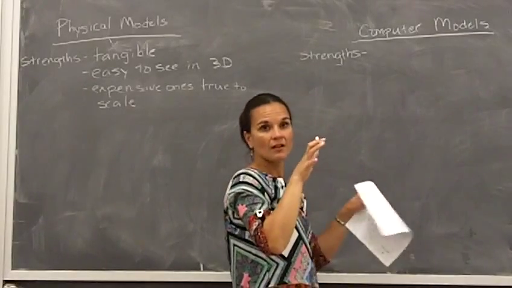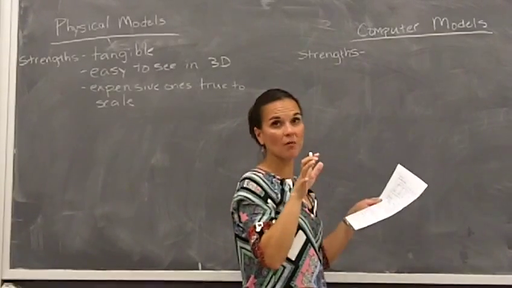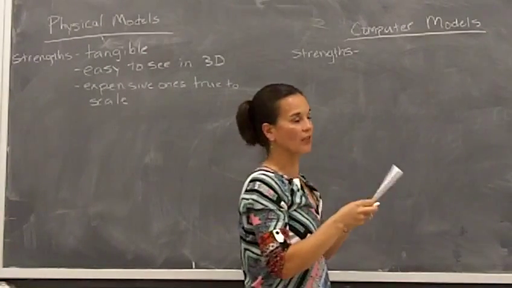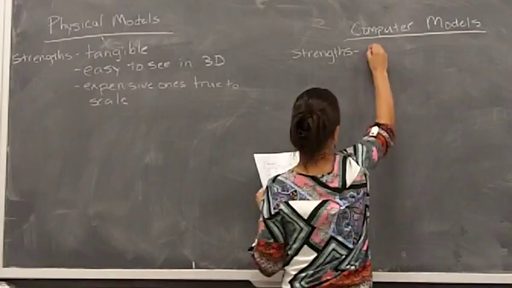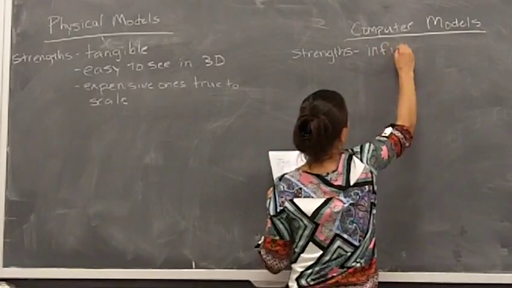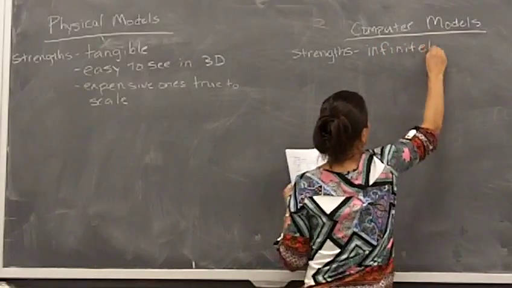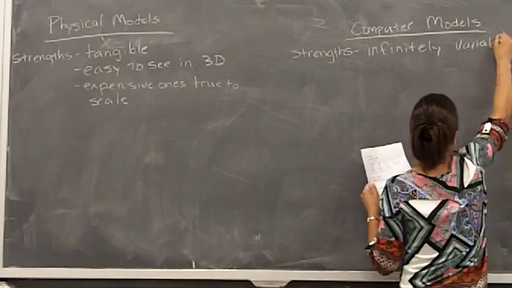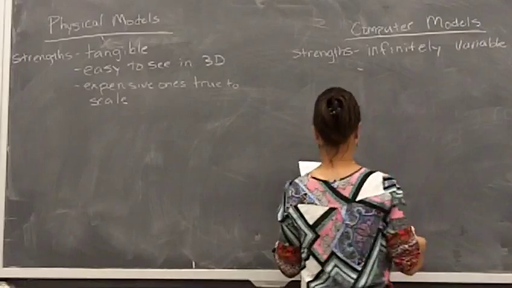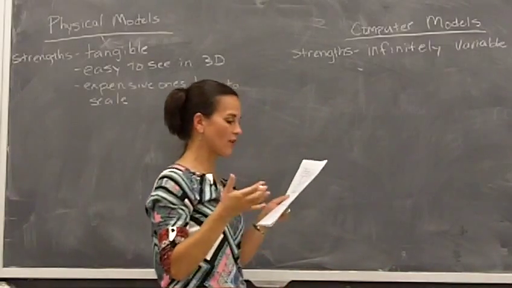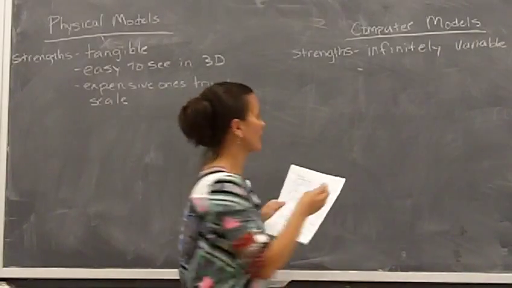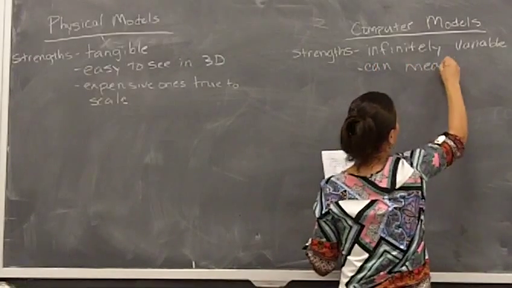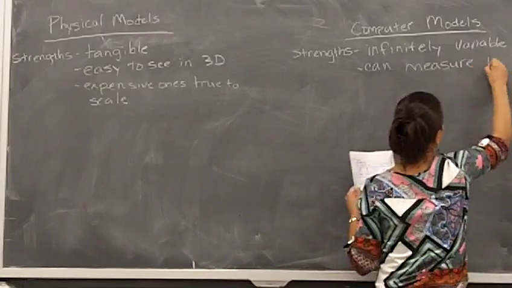So you can change a bond length, change a bond angle more easily, and exchange out atoms as you're looking at things. So they're really easy to vary, and you can change the compounds you're looking at. So infinitely variable. You can measure and calculate bond angles and bond lengths really easily, and make other measurements as well.